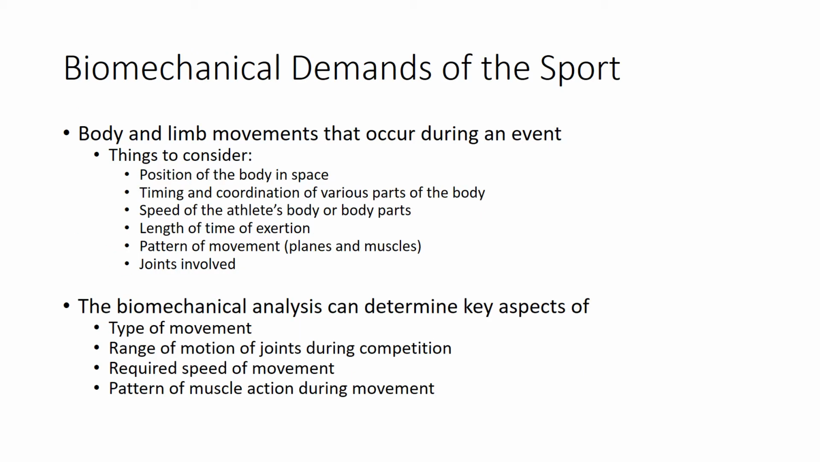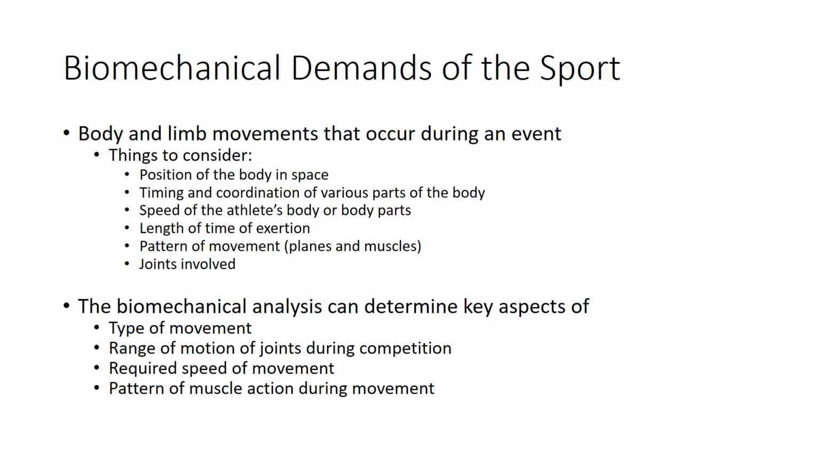Next is the biomechanical assessment. This is based on the types of generalized body and limb movements that occur during the event, such as position of the body in space, the timing and coordination of various parts of the body, the speed of the athlete's body or parts during the movement, and the length of time of exertion for an athlete. By examining the primary muscle actions used in the planes of motion in which they take place, such as the sagittal, frontal, and transverse planes, strength and conditioning professionals can examine the joints involved during competition.